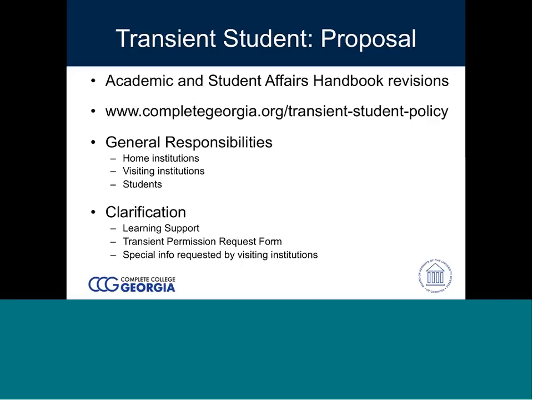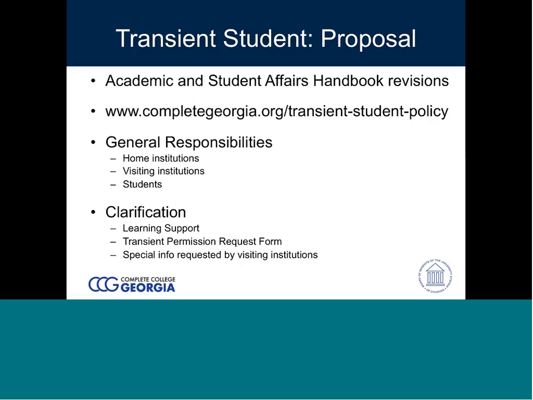Visiting institutions are responsible for communicating special information needed to complete the admission process. So some examples of that are immunization records, lawful presence, home institution transcript, and other things like that. This is information that is not required by all institutions, but may be specific to just some. Visiting institutions are also responsible for communicating course availability and enrollment information to the student as well.